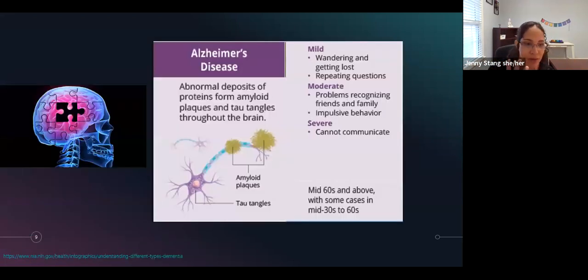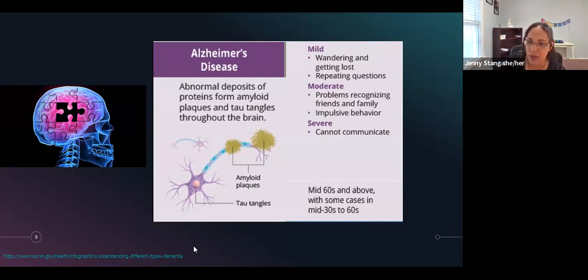And if you need a physical picture diagram here, because I'm a picture person, I learn with pictures. So here's a little thing about Alzheimer's disease. If you look here, there are these things called amyloid plaques and tau tangles, okay? They first develop in the areas of the brain concerned with memory and cognitive function. Abnormal deposits of proteins form throughout the brain. And this can cause mild symptoms like wandering and getting lost, repeating questions, moderate symptoms like problems recognizing friends and family and impulsive behaviors, and severe symptoms like maybe they cannot communicate.